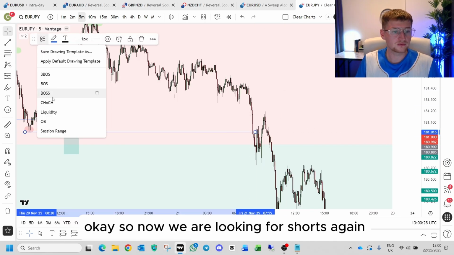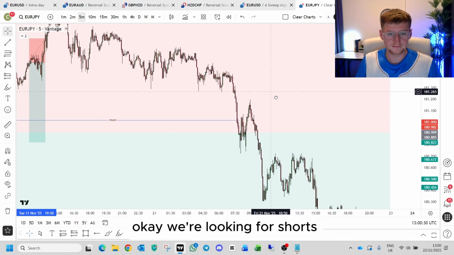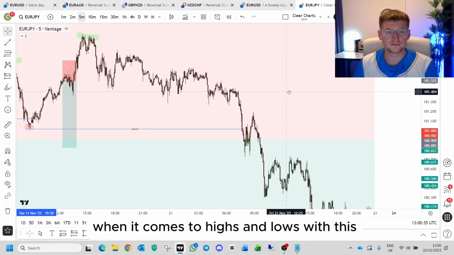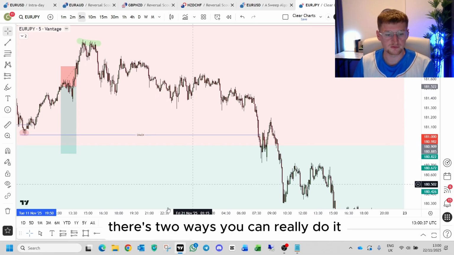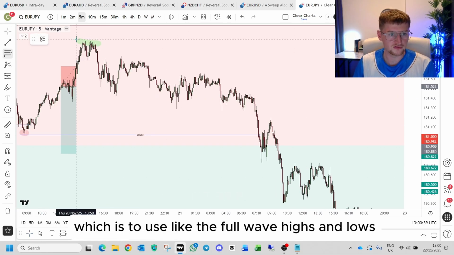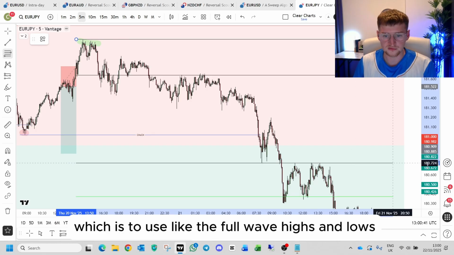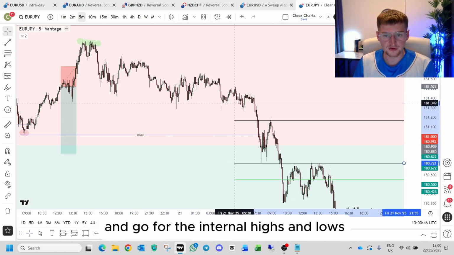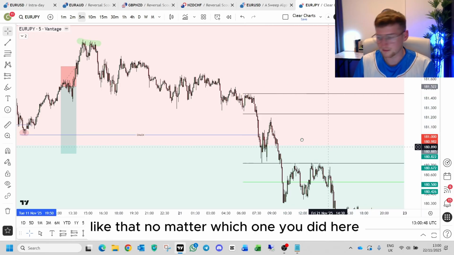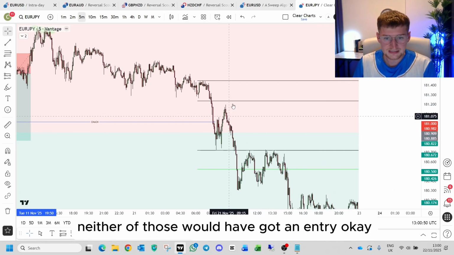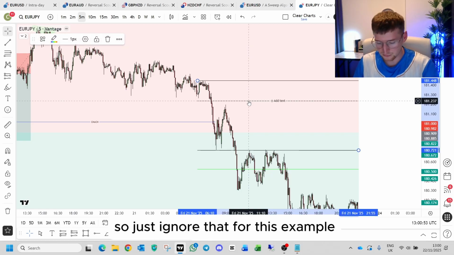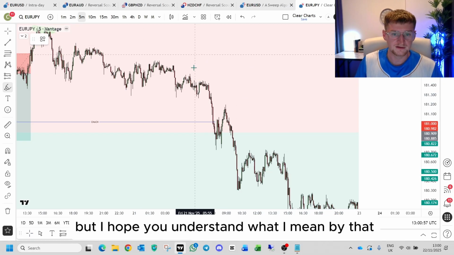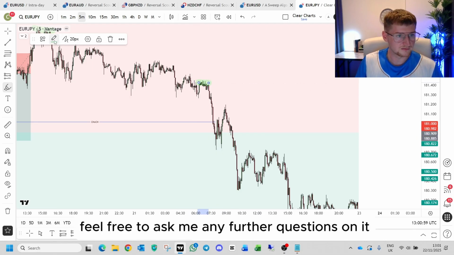So now we are looking for shorts again, okay? When it comes to highs and lows with this, there's two ways that you can really do it. You can be conservative, which is to use the full wave highs and lows and wait for a pullback up to there. Or you can be a bit more aggressive and go for the internal highs and lows like that. No matter which one you did here, neither of those would have got an entry, okay? So just ignore that for this example, but I hope you understand what I mean by that. If not, feel free to ask me any further questions on it.